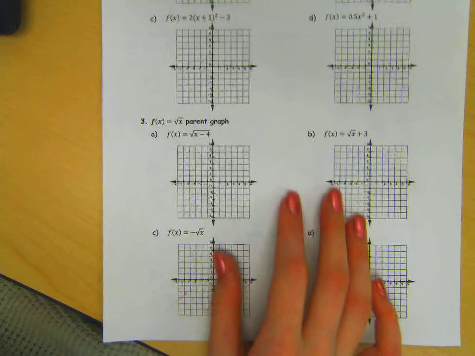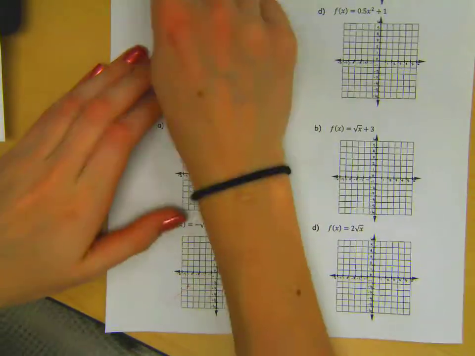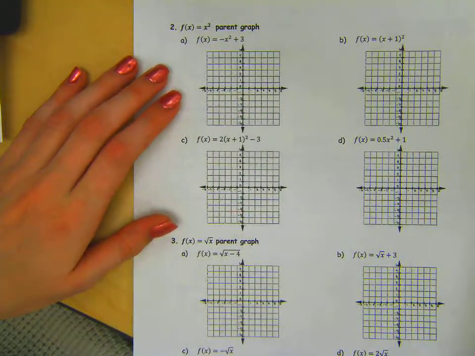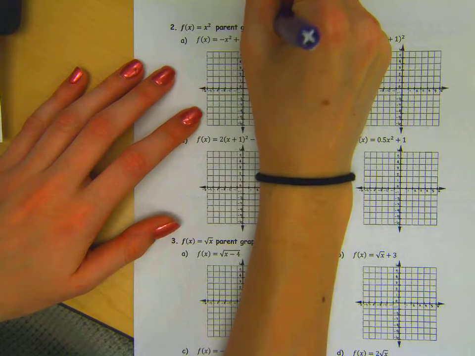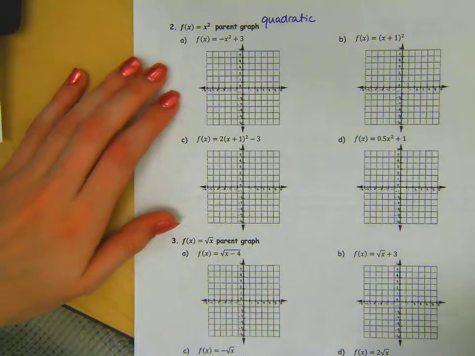Okay, moving on to the back, we now have a new parent graph. F of x equals x squared. Our parent graph, this is a quadratic, and I didn't write absolute value on the first page. You can go back and add that. This one is a quadratic.